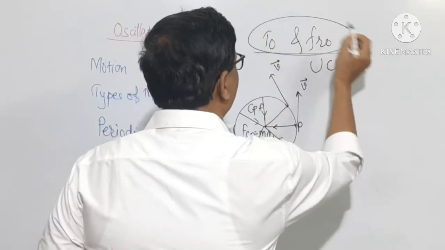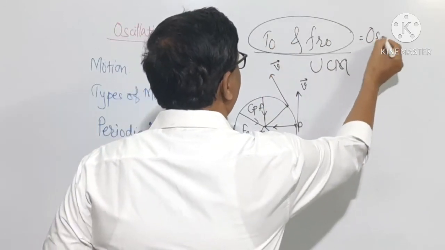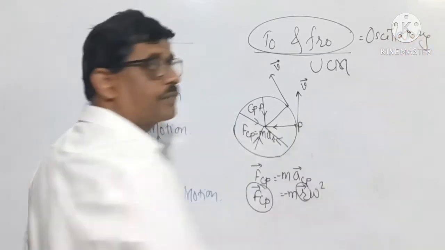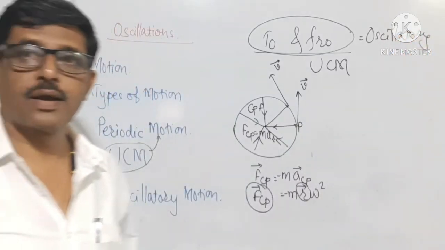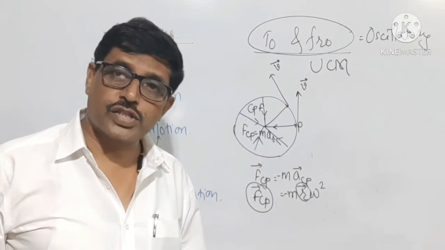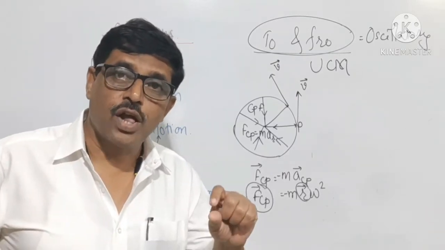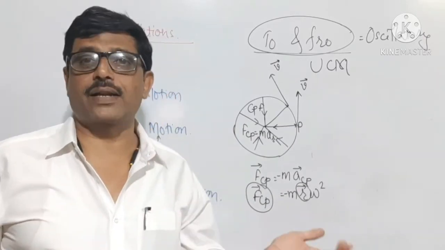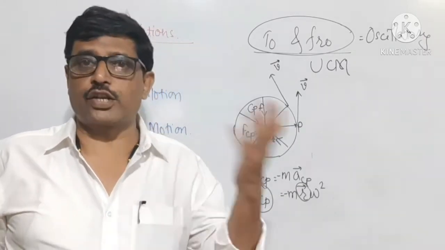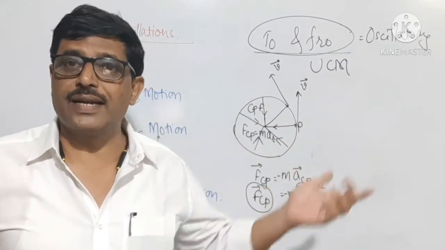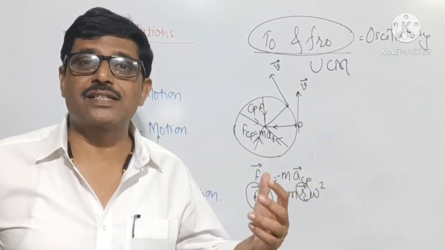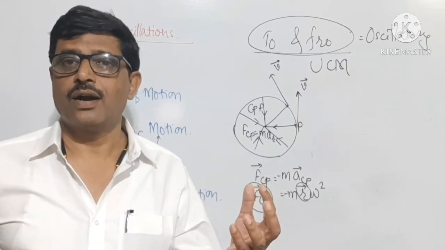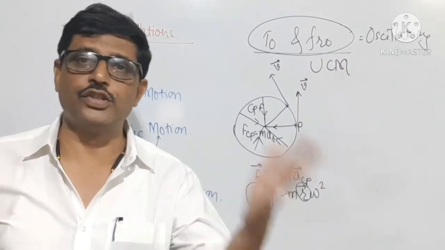But the to and fro motion of an object is called oscillatory motion. In oscillatory motion, how is the force and what is its magnitude? What about the direction of the force in oscillatory motion? That is the interest of our study in this video lecture.